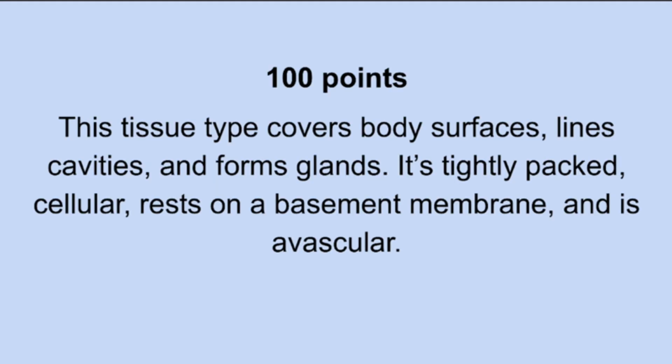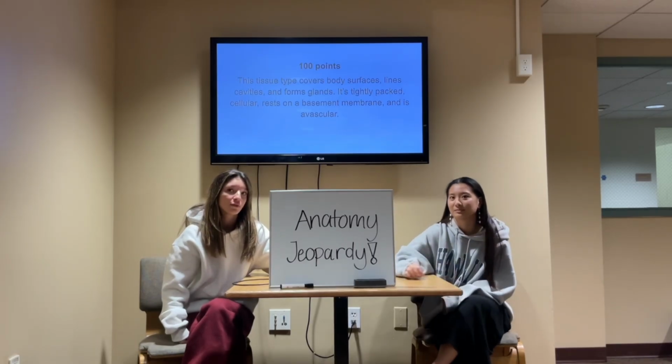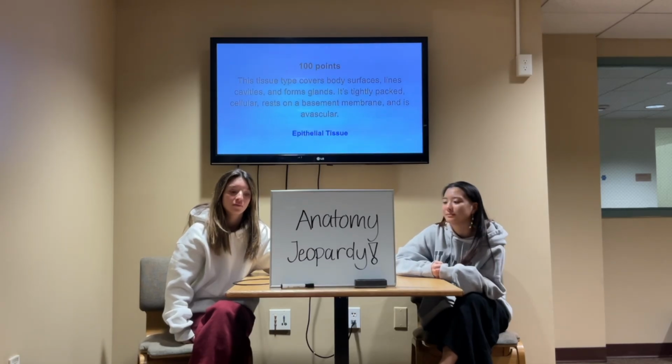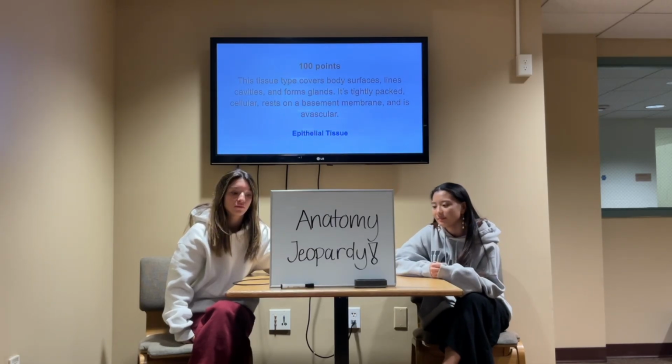For 100 points, this tissue covers the body's surfaces, lines cavities, and forms glands. It's tightly packed, cellular, and rests on basement membranes, and it's avascular. What is epithelial tissue? Correct. It protects, secretes, and absorbs as its function. Its close-packed cells form protective barriers and specialized structures like glands.